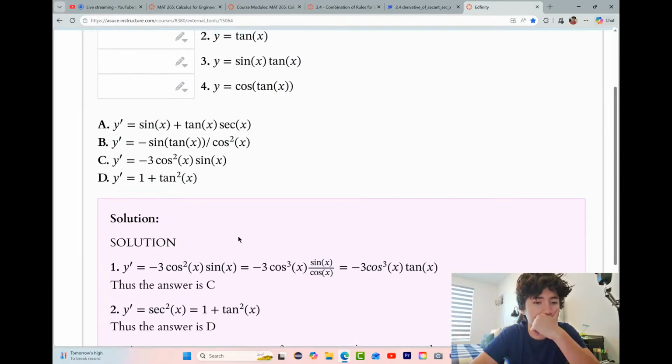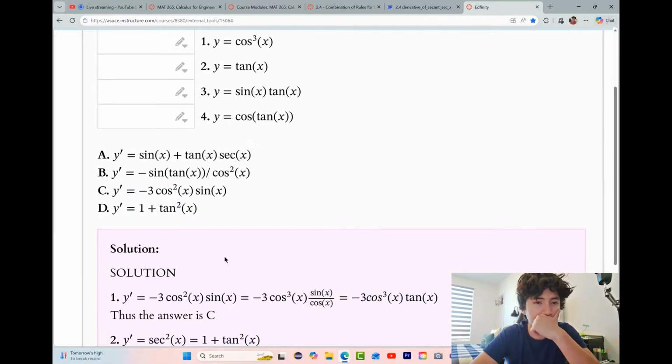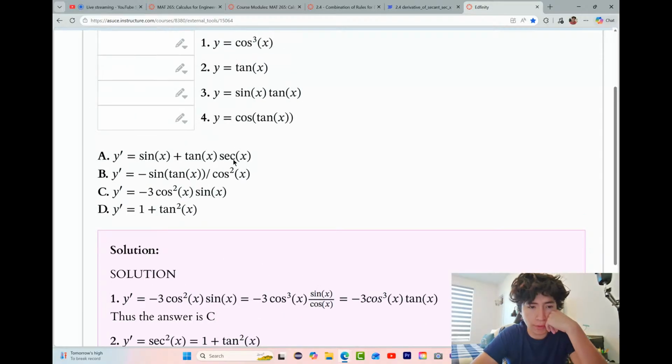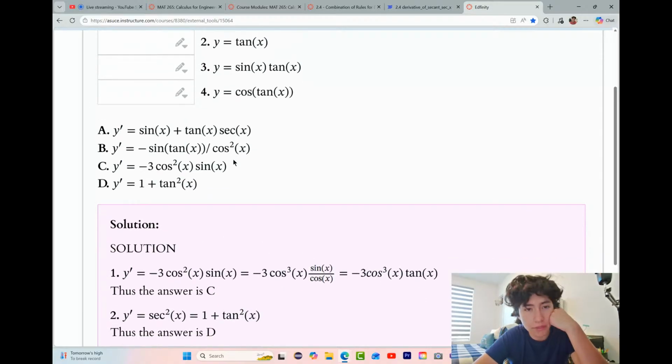Hold on. Y equals cosine. Oh yeah, you apply the chain rule. How about for number 2? That's tangent of x. Okay, hold on. What did you do? All right, secant squared of x. Why is secant squared of x equal to 1 plus tangent squared of x?